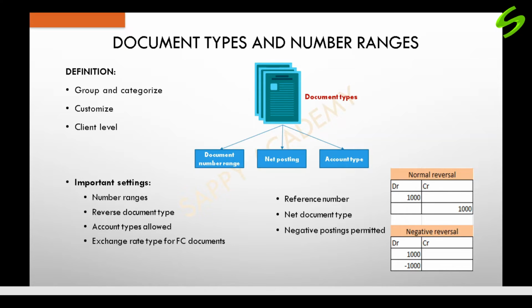Document types are defined on the client level, which means they can be used with all company codes when posting. We just need to define the number range for the company code. Document types has a lot of controls and settings. Some of the important settings are number ranges, reverse document type, account types allowed, exchange rate type for foreign currency documents, reference number, net document type, and negative postings permitted. Let us switch to SAP and review the various standard document types and the important settings.